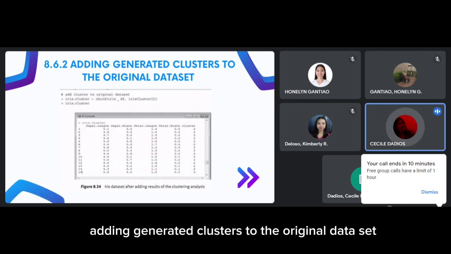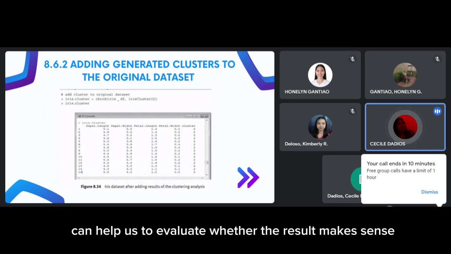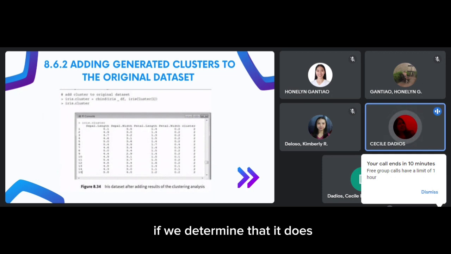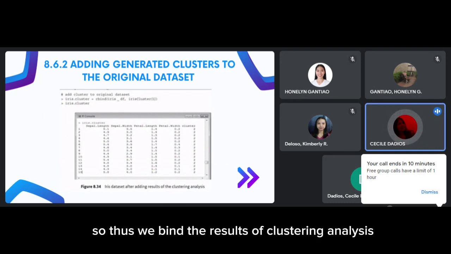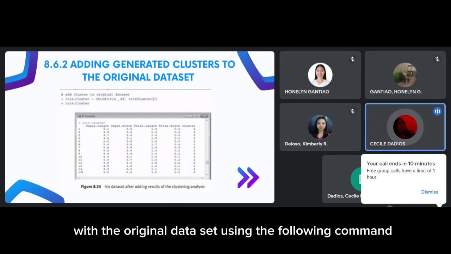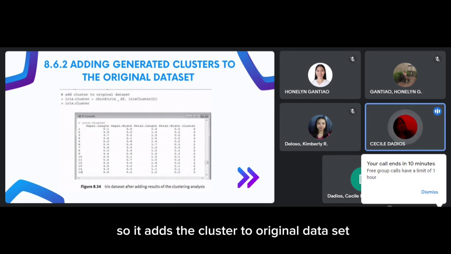Adding generated clusters to the original dataset. So the graphic expressions of clusters can help us to evaluate whether the result makes sense. If we determine that it does, we can also include the result of the cluster analysis in the original dataset. So thus we bind the results of the clustering analysis with the original dataset using the following command in 8.34. So it adds the cluster to the original dataset.